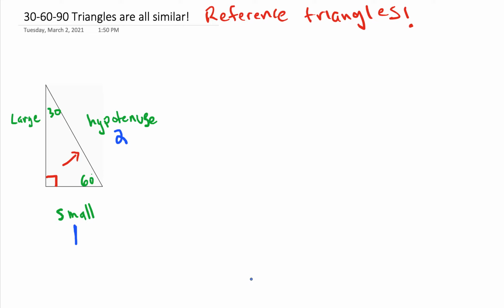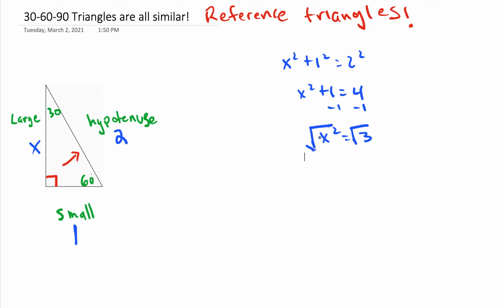Okay, and then the proportion. Because of the Pythagorean theorem, if we don't know the long side, we would know x squared plus 1 squared equals 2 squared. x squared plus 1 equals 4. When we subtract 1, x squared is going to be 3. So x is going to be the square root of 3, radical 3. So that will be our final number in our pattern.